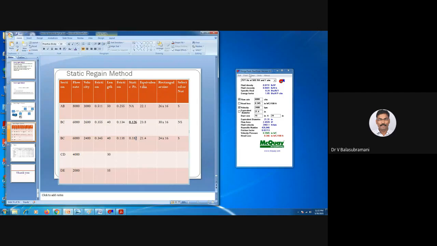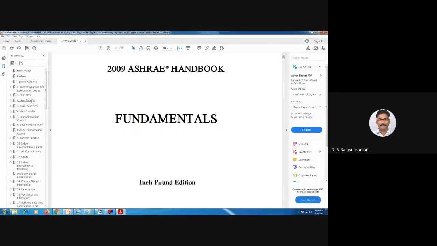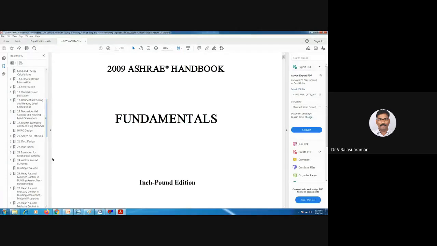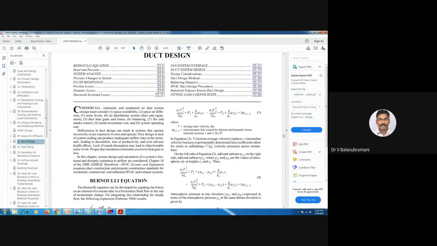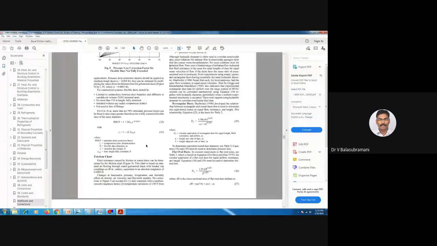All these things may be calculated using this design tool, Duct Sizer, Macquarie. You may download this software, and the ASHRAE handbook is also available on the net. You can download it. In that handbook, I think you will get all the information. I have downloaded the ASHRAE Handbook of Fundamentals. I just saw the tabular columns and other things. This particular book gives more information about duct design.